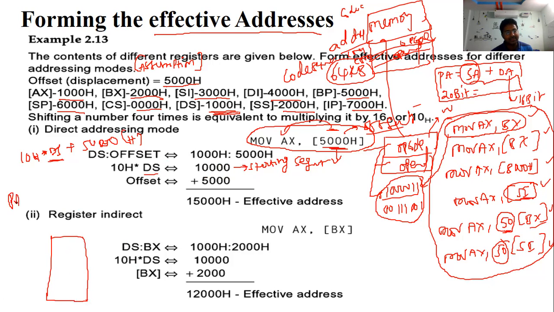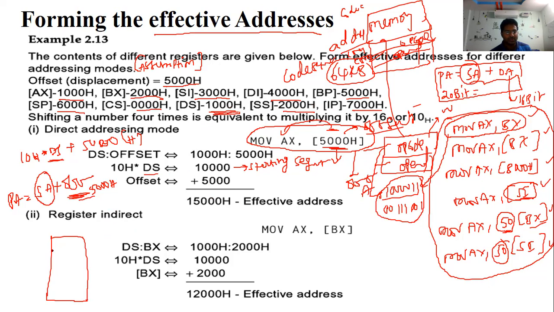Physical address is nothing but the starting segment address plus the offset address. Whatever the instruction represents is the offset address. This 5000H is the offset address. Then what is this one? It is the segment address. You know that every segment has a starting address.